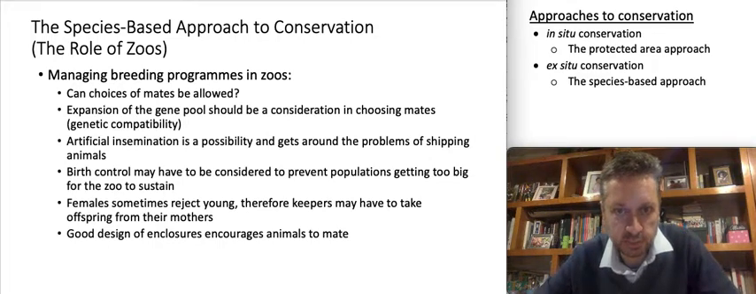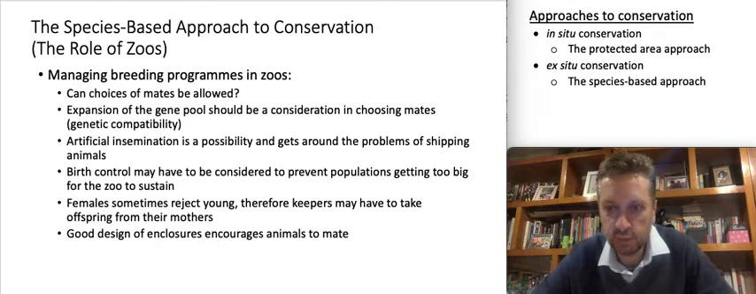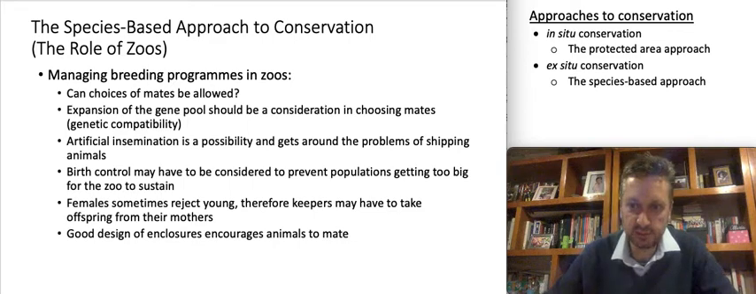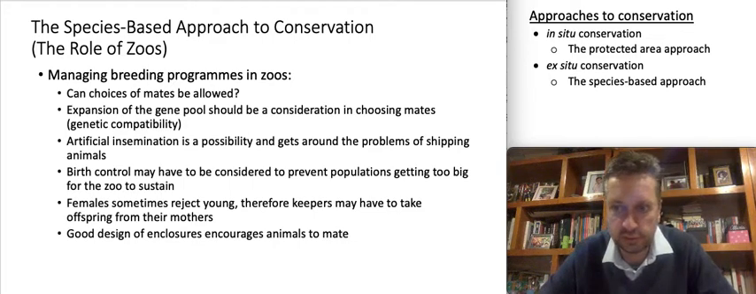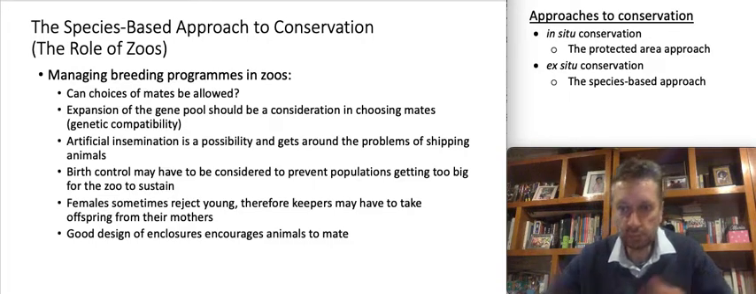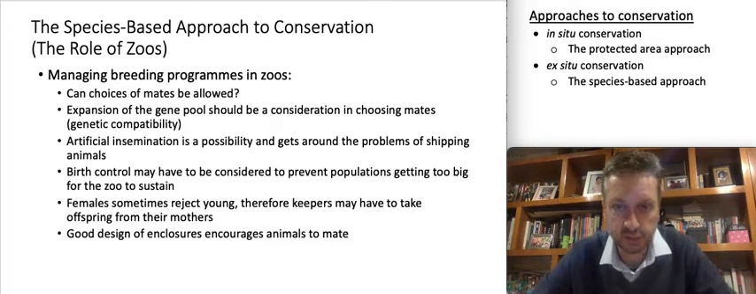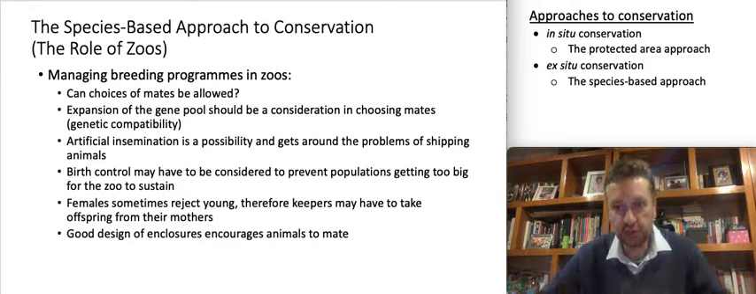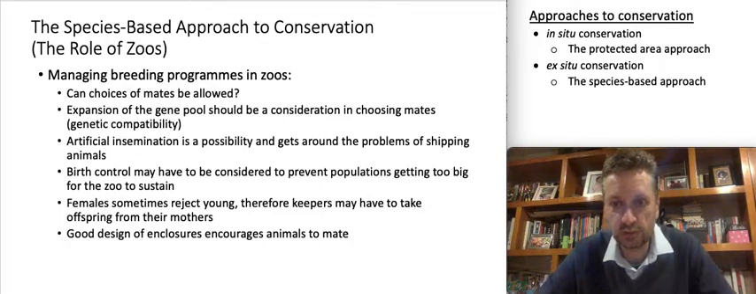Artificial insemination is a possibility, and it would negate the need for shipping animals and therefore causing a lot of stress. In some cases when breeding programs have become very successful, you might have to employ some type of birth control to prevent populations getting too big for the zoo. Unfortunately, you do hear stories of zoos having to cull their animals or kill their animals because their populations or their collections become too large.